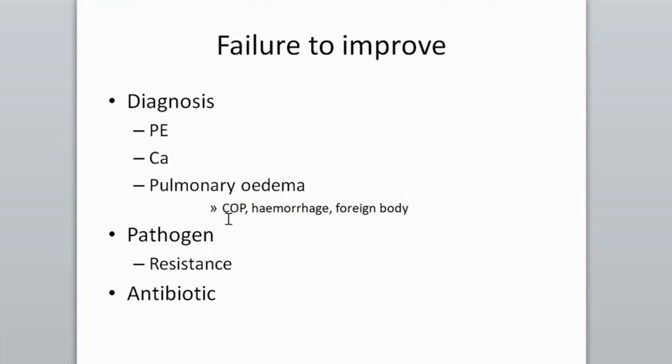This is cryptogenic organizing pneumonia. These are small print things, but just check: is there something else going on? Is this pneumonia? Why aren't they getting better? We've already mentioned resistance to the antibiotic or the pathogen. And then I put antibiotic down at the bottom here.